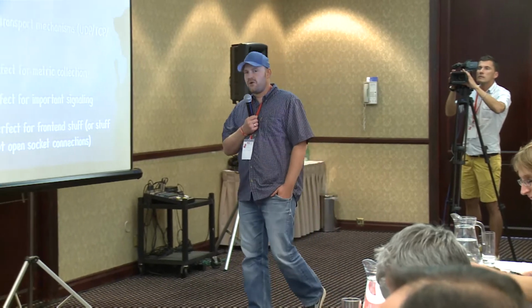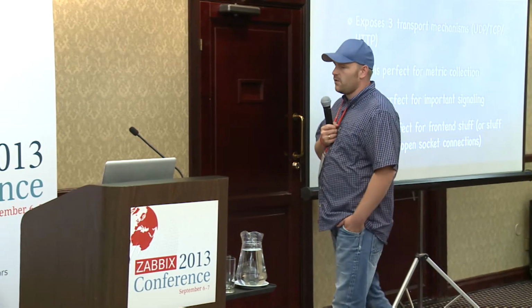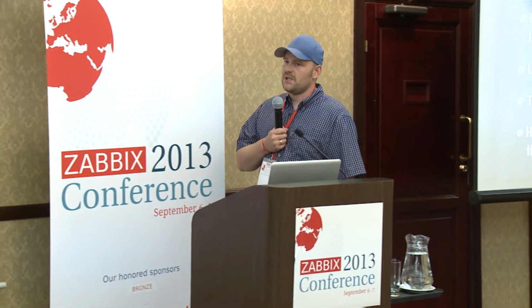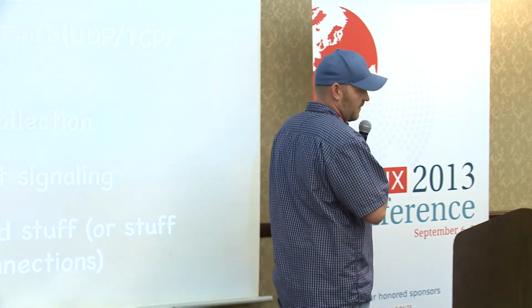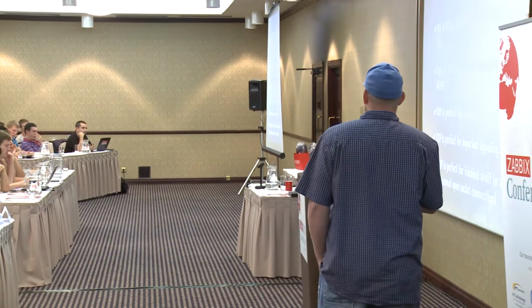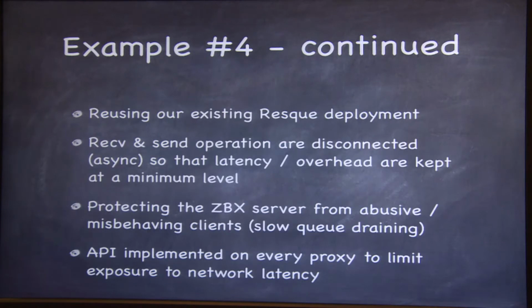TCP, on the other hand, is perfect for signaling stuff that you care about. Let's say you want to track exceptions in your code, and you actually want a sort of guarantee that once you have sent that data to our API, it's actually there, so that you can process it, we can alert on this, etc. HTTP is perfect for front-end stuff that cannot easily open sockets or integrate into existing websites using AJAX requests, stuff like that. This reuses our existing REST implementation.